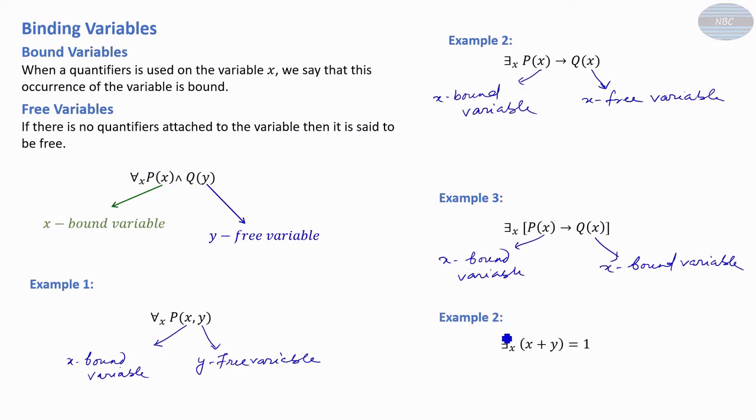Come to another example here. There is this bracket here. Though there is a bracket here, x is a bound variable and here y is a free variable. Though there is this parenthesis here, in the existential quantifier only one variable x is attached. Hence here x is a bound variable and y is a free variable.